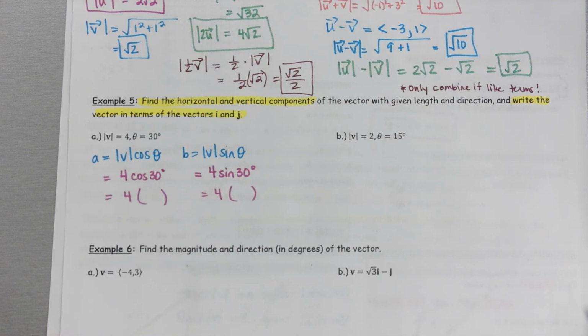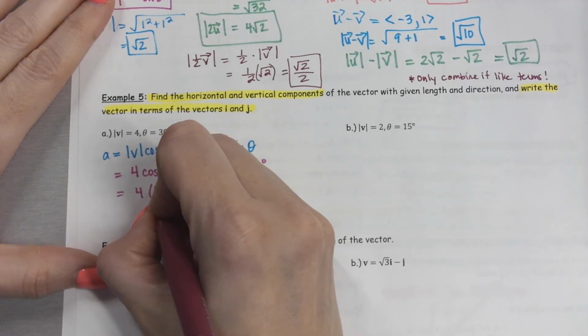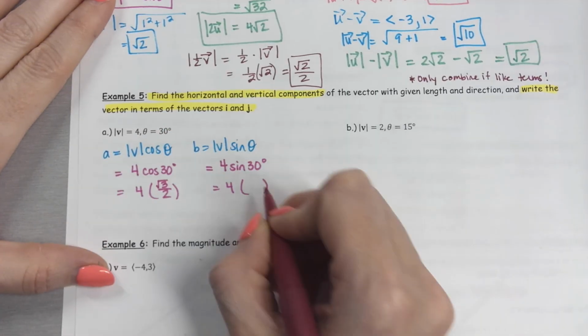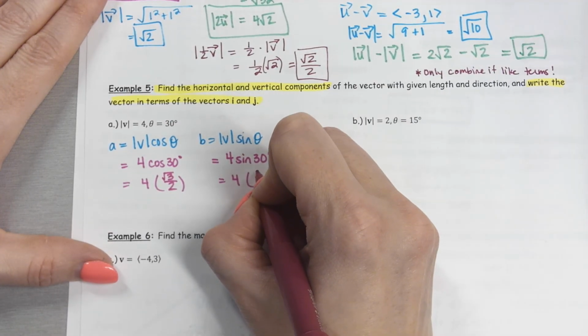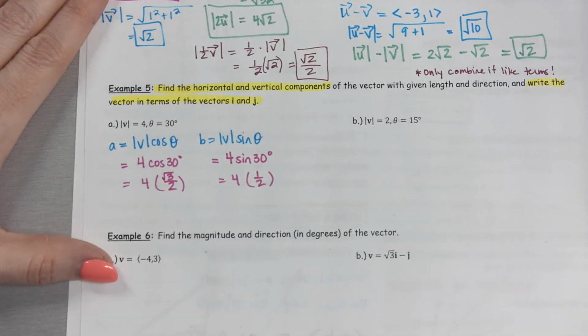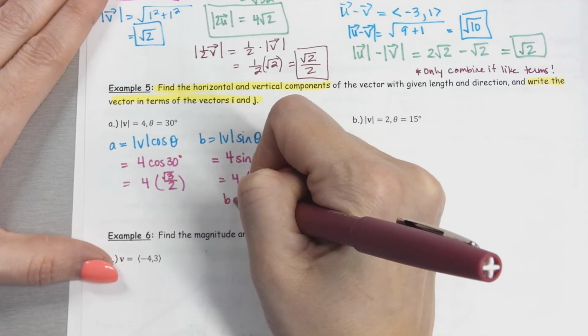Okay, so what is the cosine of 30? What do you guys plug in? Root 3 over 2. Yeah? Okay, and for the sine of 30? 1/2. Okay, so when you are simplifying, your b value is 2.